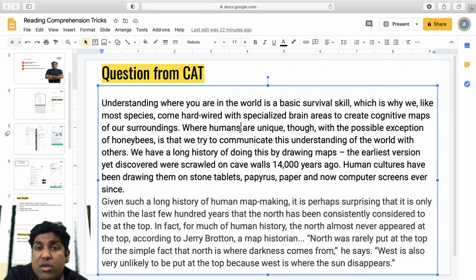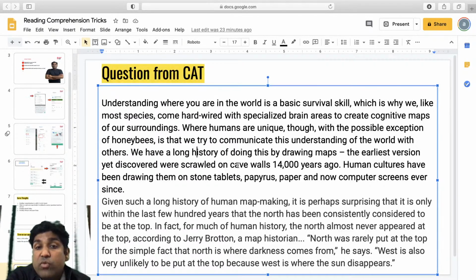Humans are unique, though, with the possible exception of honeybees, in that we try to communicate this understanding of the world with others. So we try to communicate with others. So navigation, and the second word is that humans communicate navigation.